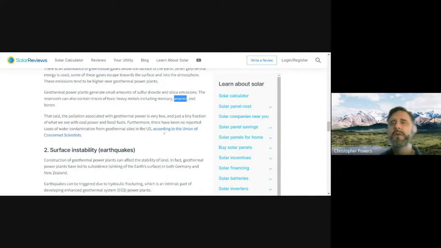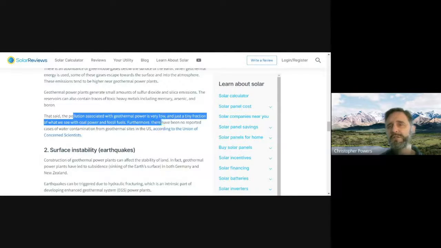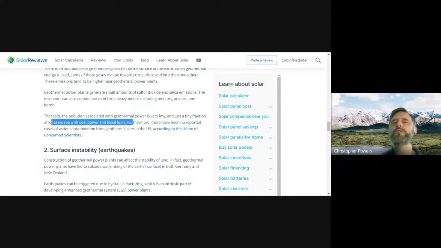All right. According to the Union of Concerned Scientists, so these scientists are concerned. It's like a union of concerned scientists. All right. Pollution associated with geothermal power is low and just a tiny fraction of what we see from coal and fossil fuels. So right now they're saying there's a generated advantage.